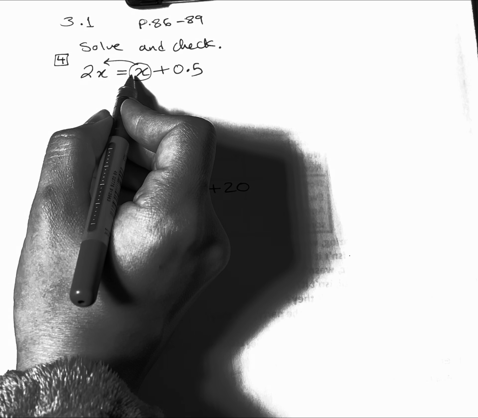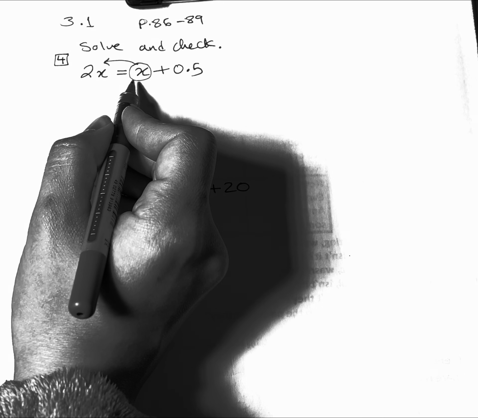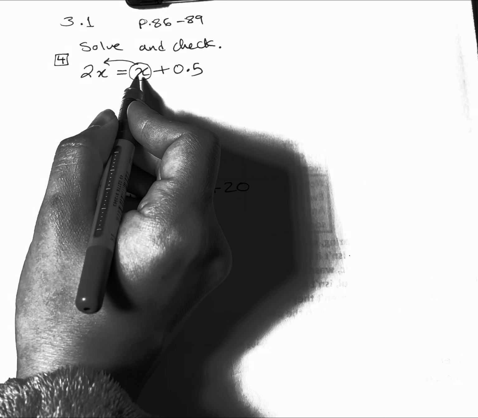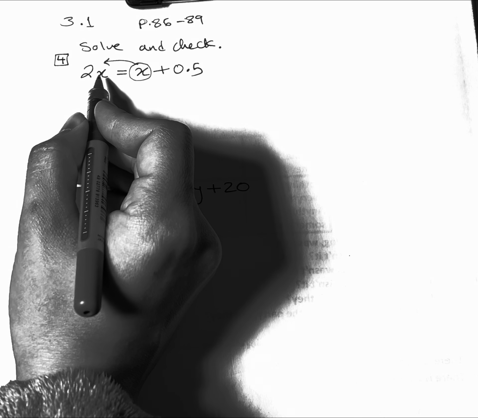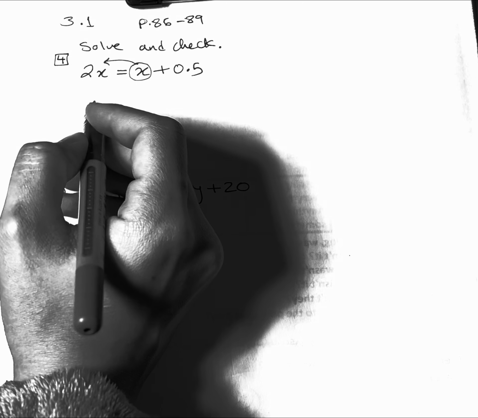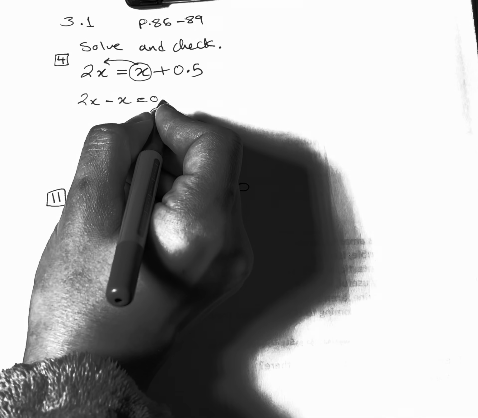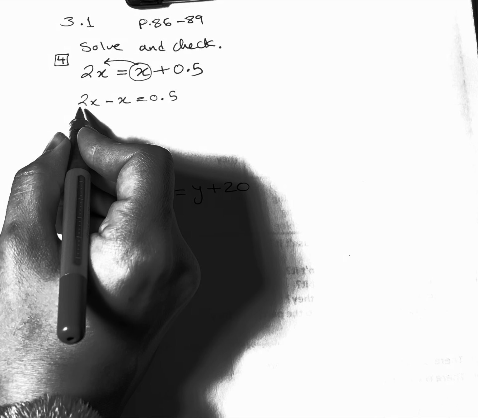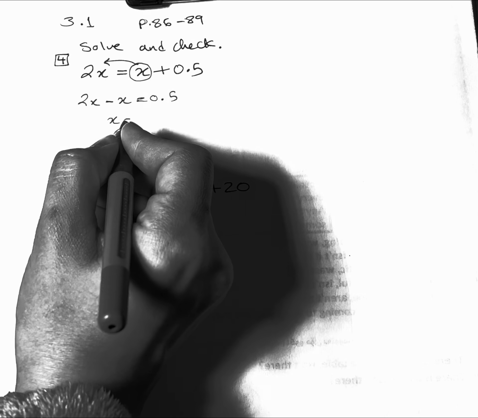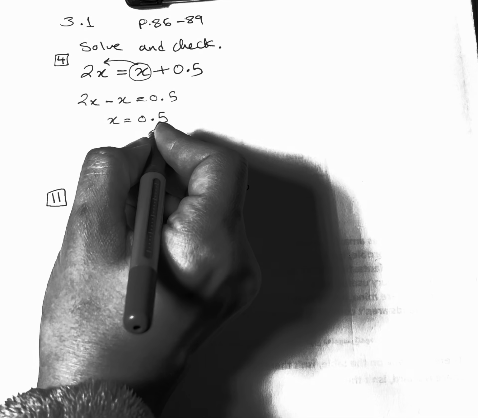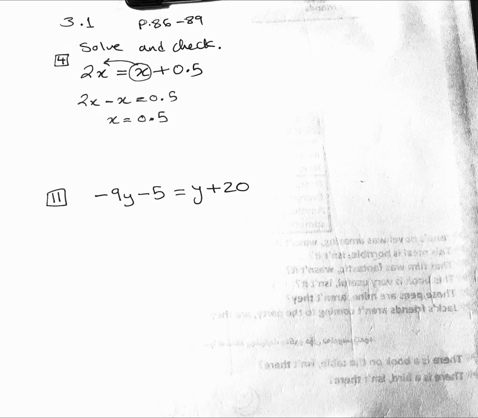Take a look at the sign. When I change the side, the sign is also changing. So if it's positive x, when it goes to the other side, it's going to be negative x. So 2x minus x equals 0.5. Now 2x minus x will give me x. And x equals 0.5. But the question, we're not done yet.